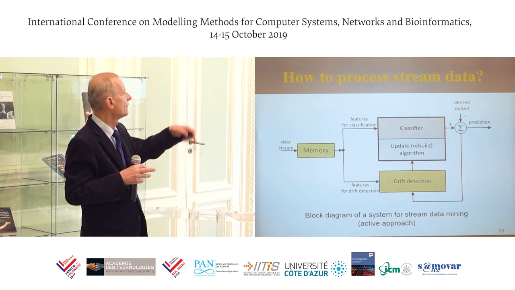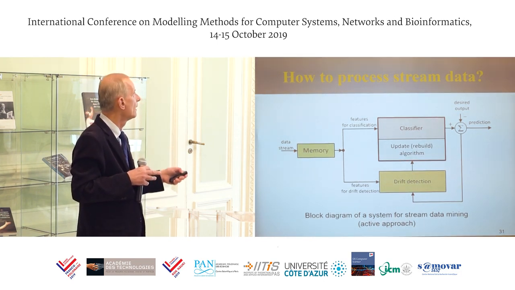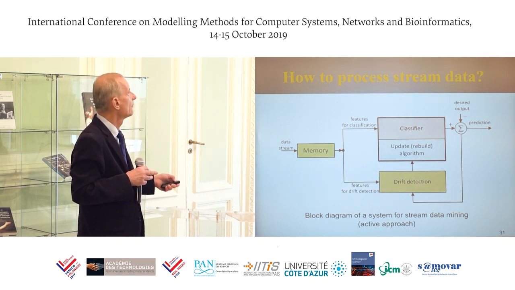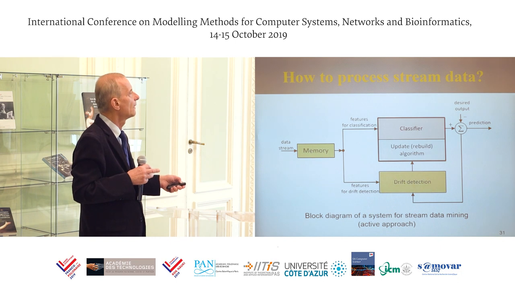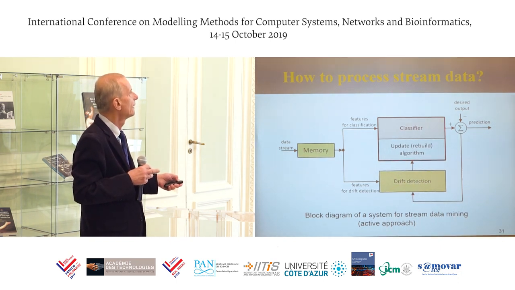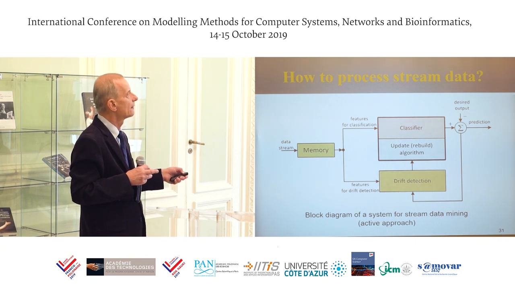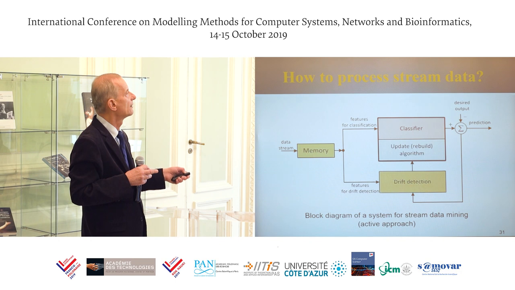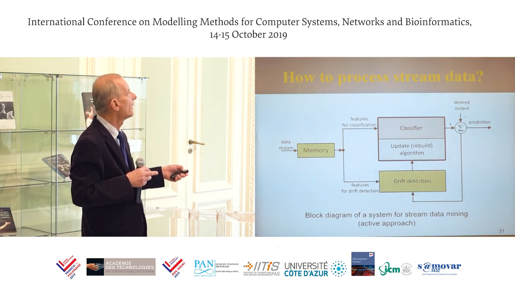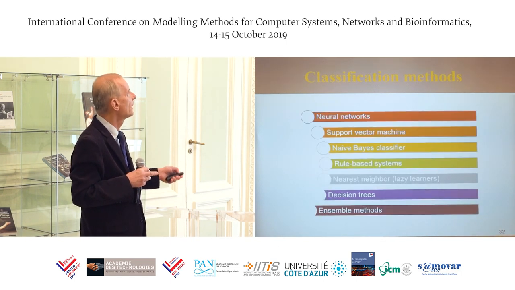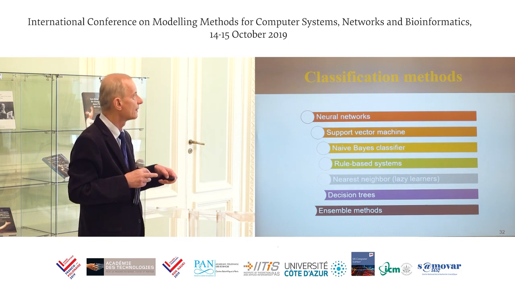So this is a general scheme showing how to design a stream data mining system, in this case for classification. Here we have drift detection. It may be one of those methods I explained, like Kolmogorov-Smirnov or some other statistical test. Classifier, any methods I will show in a moment: decision trees, neural networks, many others. And we should constantly update our classifier, taking into account input data and drift detection.